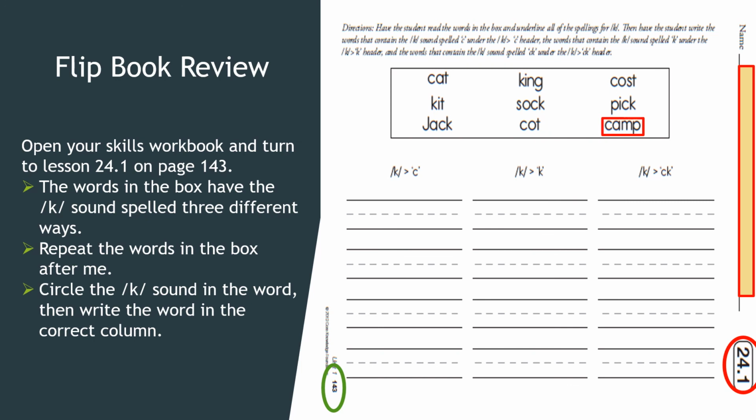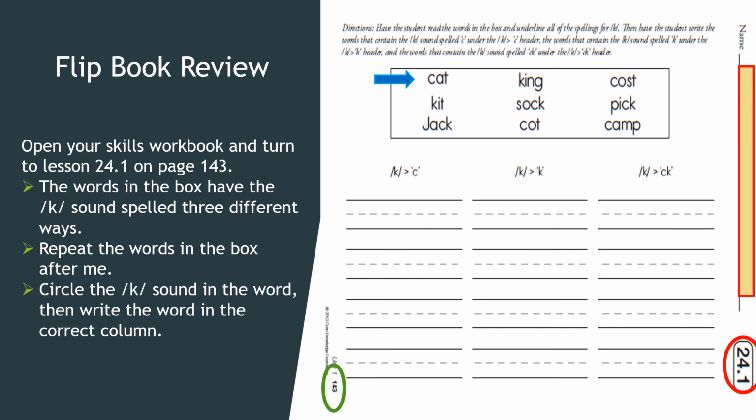Good job repeating. Now let's repeat each of the sounds. We know that the letter C says k. We know that the letter K says k. And we know that the letters CK say k. And remember, CK is a digraph. All right, now let's look at the first word. I want you to circle the k sound in each word.